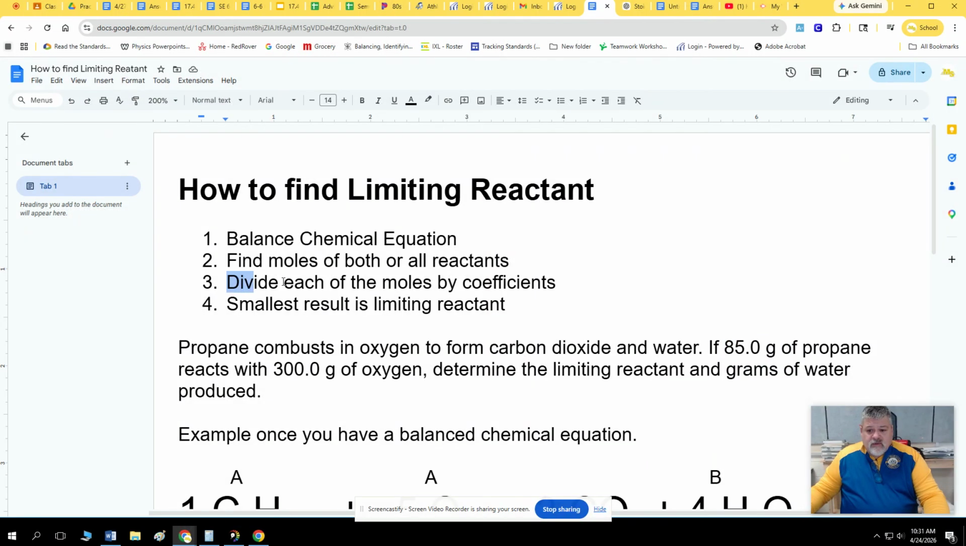Then we're going to divide each one by the coefficients from the balanced chemical equation, and we have to have a balanced chemical equation. And then at the end, whichever one is smaller, that's the limiting reactant. That's the one that we use in our stoichiometry to finish the rest of the problem.